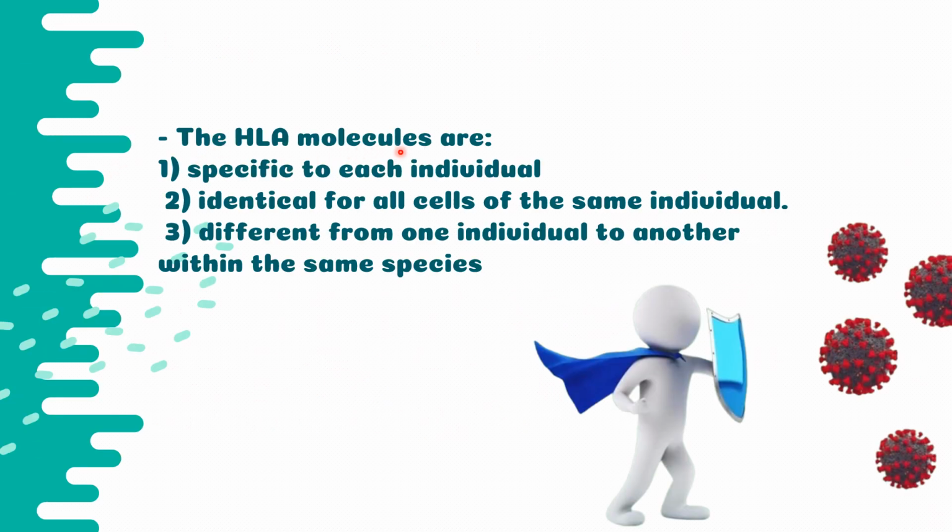The HLA molecules are specific to each individual, so each human being has unique HLA molecules that are specific to his own body cells. The HLA molecules are also identical for all the cells of the same individual, and they are different from one individual to another within the same species.